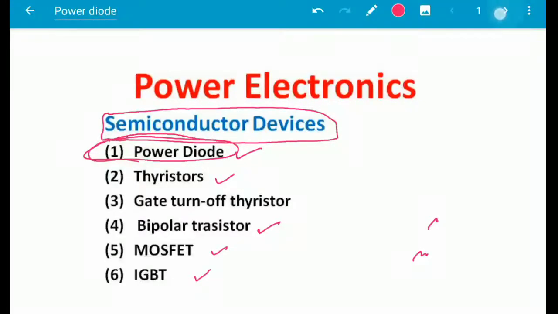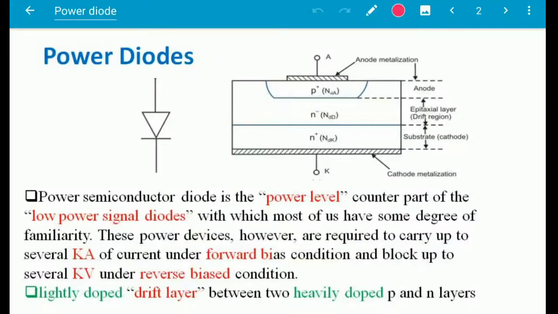So what is a power diode? Power diode is a three-layered device. In case of electronics diodes, general low power signal diodes, we have studied that there is only a P and N junction, the PN junction diode. But in case of power diode, which is used for high power applications, there are three layers. That means there is a lightly doped N layer in between highly doped P and N layers. This is P plus, that means this is a heavily doped P layer.